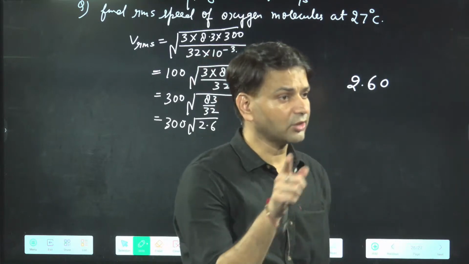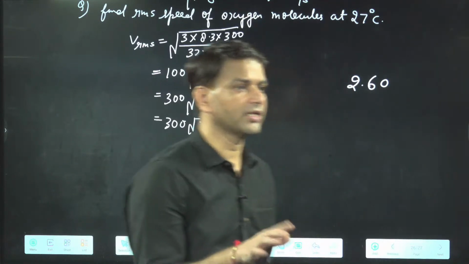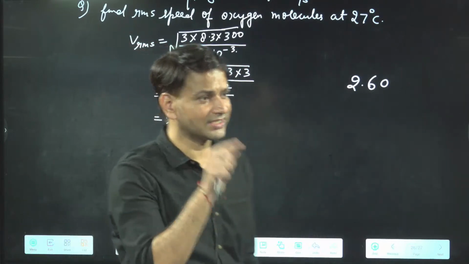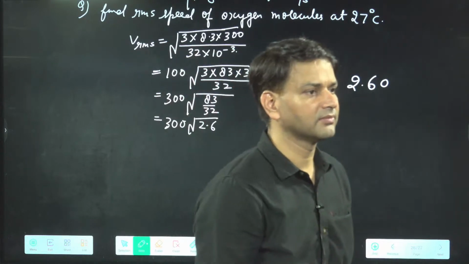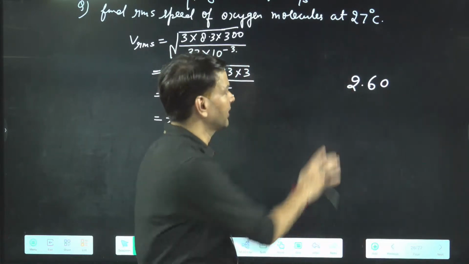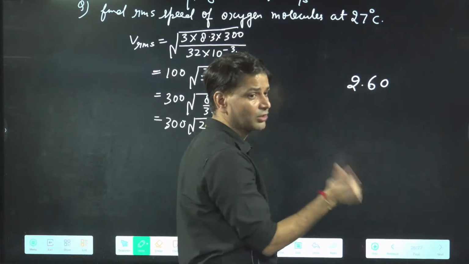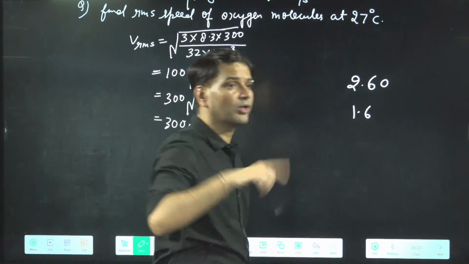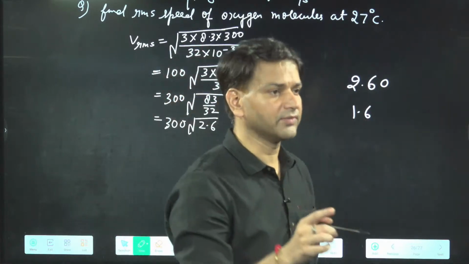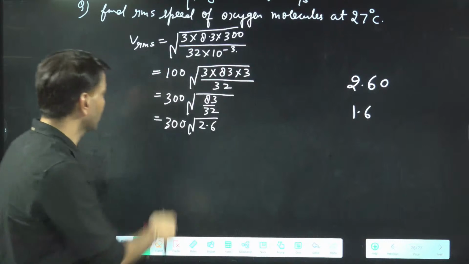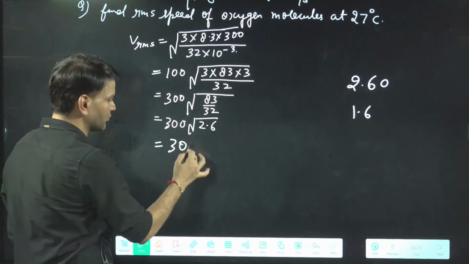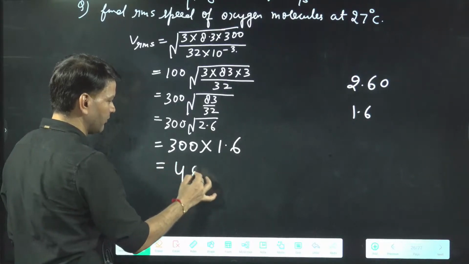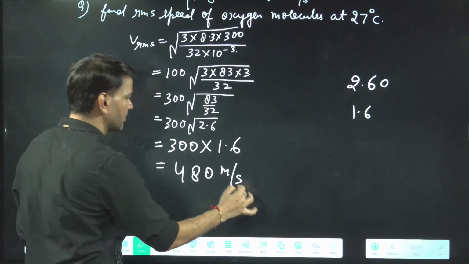So 16 square is 256. 16 square is 256, yes or no? So 1.6 square is 2.56. For 260 we are getting 2.56, so 16 square is 256, which is close to 260. Then you can write 1.6. 1.6 square is 2.56, so that is a close answer. I can take the root of 2.6 as 1.6. So 3 into 1.6, so what answer will you get? 480 meter per second.